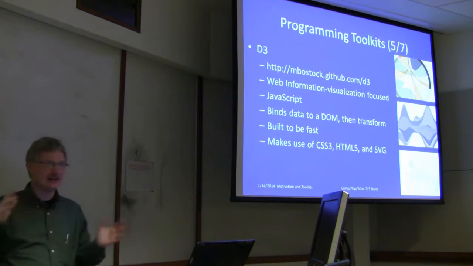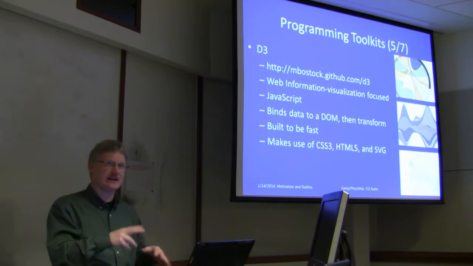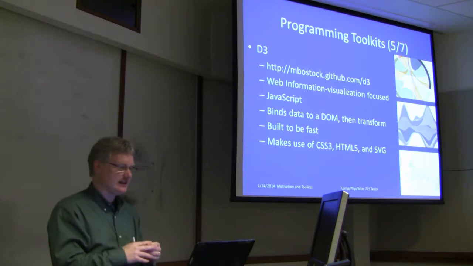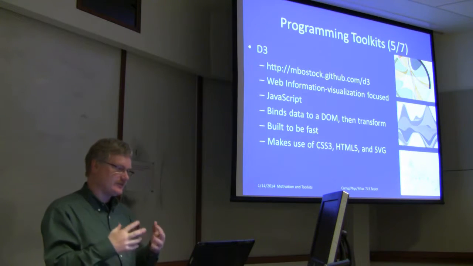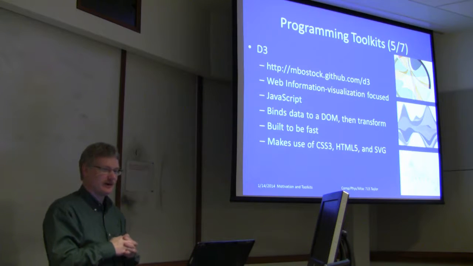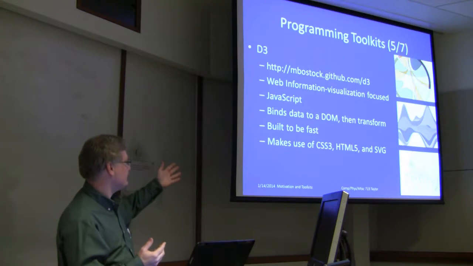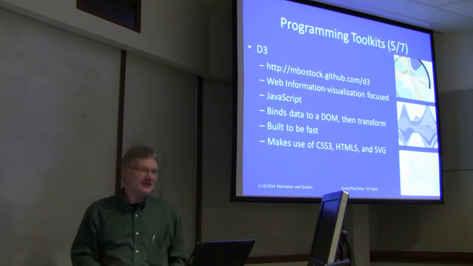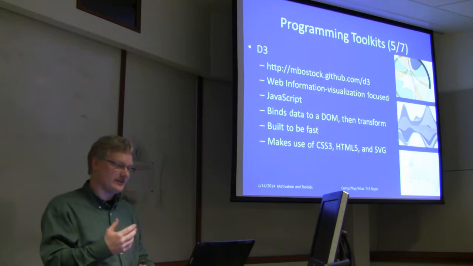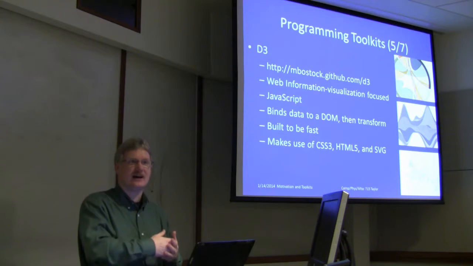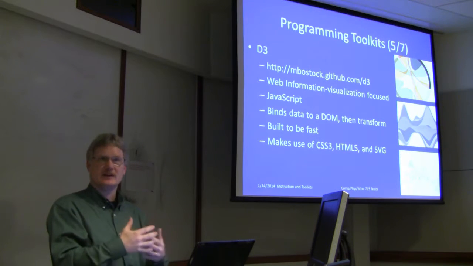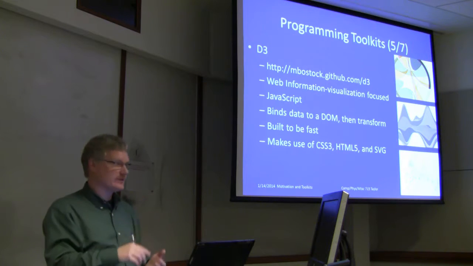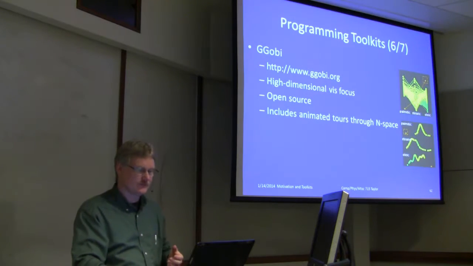D3 is going again into InfoViz, right? So it's almost kind of like a plotting language and primitives for doing your kind of displays. And it's JavaScript. It binds to a document object model, and then you transform it. It's made to be fast, and it kind of makes use of all the cool acronyms, right, for rendering on your far side. This is something that Chris Healey at NC State has used a lot. He likes it a lot for developing visualizations that run in the client, and so they run pretty quickly with the data that comes from the server.